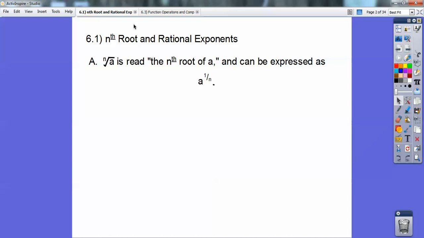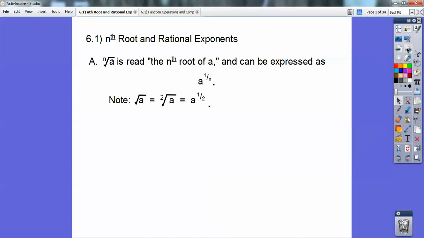So this is called the nth root of a right here, and it can be expressed as a little exponent. If there's no exponent right there, there's a 1 there, so it's a to the 1 over n power. That's what this is right here. So these two are equivalent statements, the nth root of a or a to the 1 over n power.